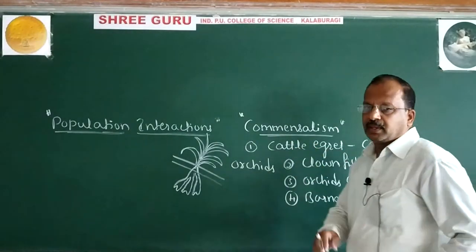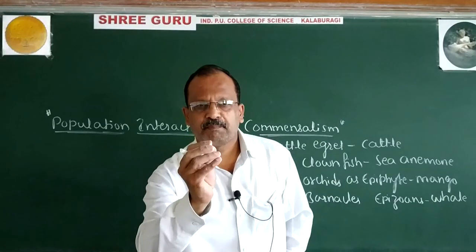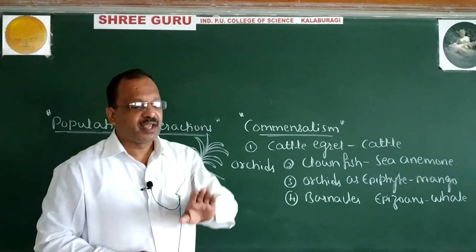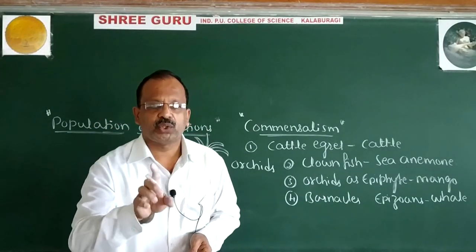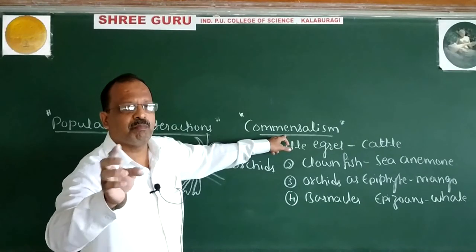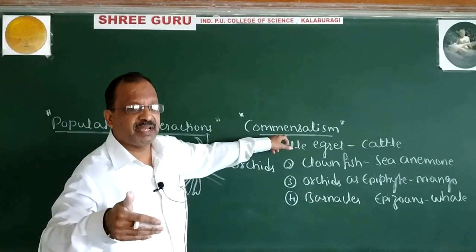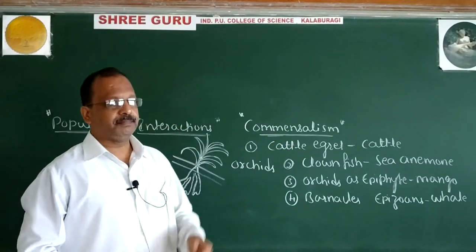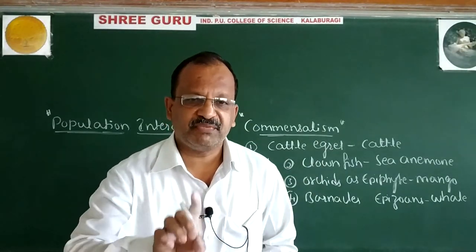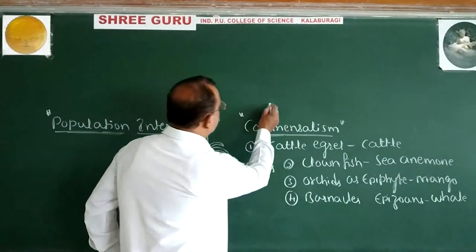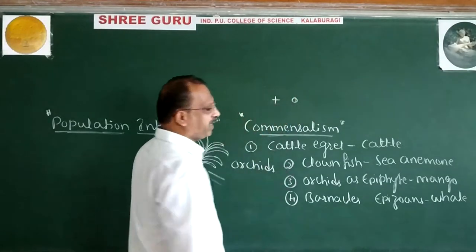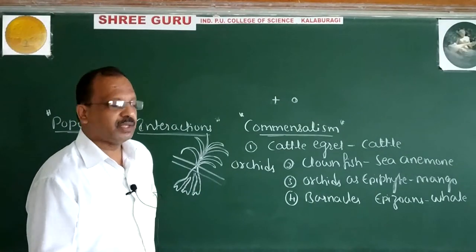In commensalism, it is an interaction where one species, or one partner, is benefited and the other is neither benefited nor harmed. So you can denote it as positive and zero.